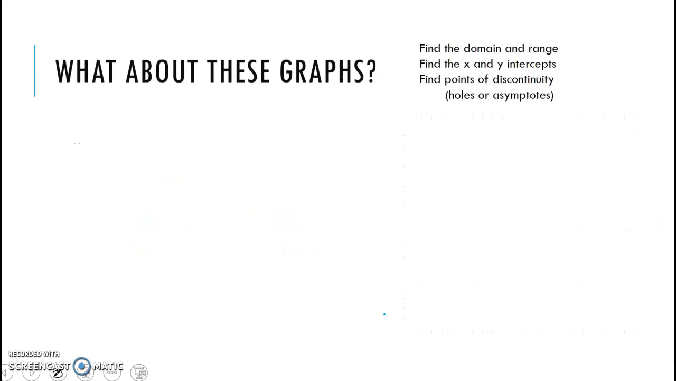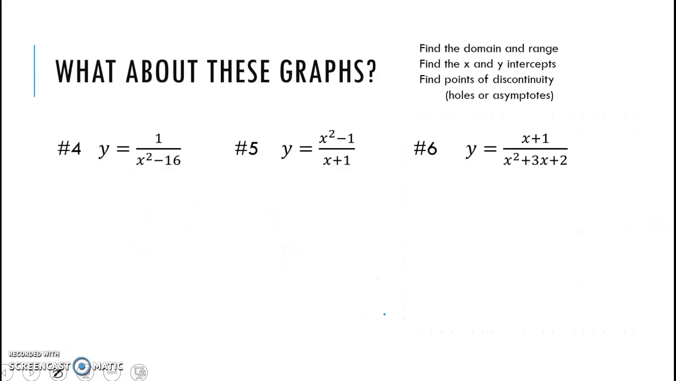All right, so what about these three graphs? Well, there are certain things that we can find out about them. First of all, we want to talk about the domain and range, which we've been doing. We want to figure out what the x and the y intercepts are. Now, this is something that you should know coming into this. You can find the x-intercept by letting y be 0, and you can find the y-intercept by letting x be 0. So, for example, we can find the y-intercept here by letting x be 0, which means it's going to be negative 1 over 16.